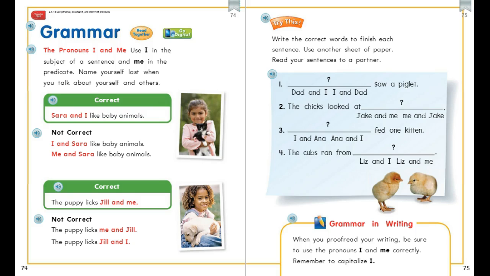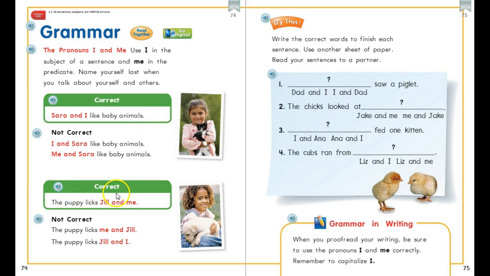So here's the correct way. Sarah and I like baby animals. Not correct is if you put yourself first, I and Sarah like baby animals, and if you use the word me, me and Sarah like baby animals, that's also not correct.